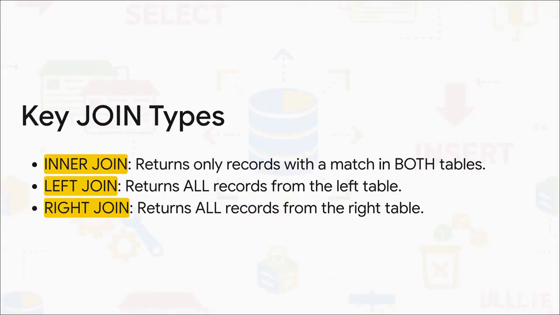Now, there are a few types, but you're going to live and breathe with two of them most of the time. An INNER JOIN is kind of like a strict bouncer at a club. You only get the results that have a match in both tables. It's great for finding customers who have placed an order. A LEFT JOIN, on the other hand, is more relaxed. It gives you everything from that first or left table and then brings in matches from the second one if they exist. That's perfect for finding all of your customers and then seeing which ones have placed an order.